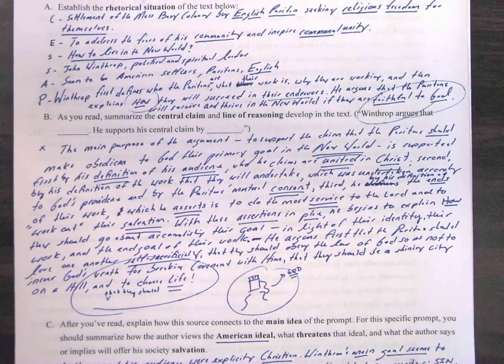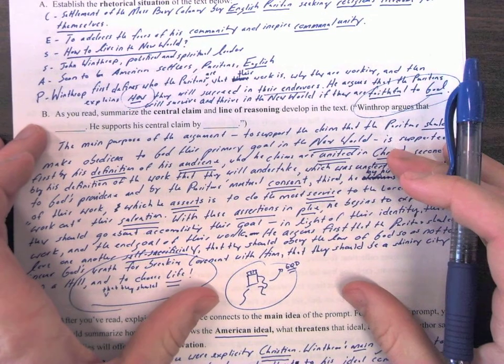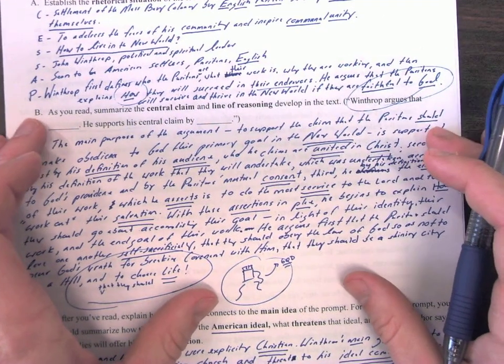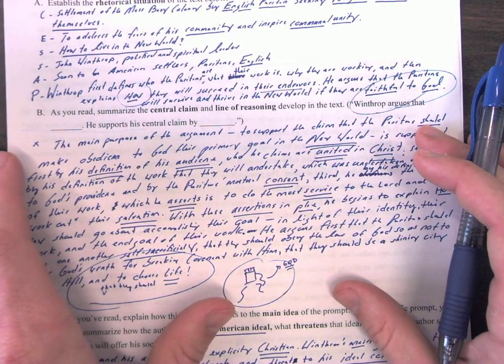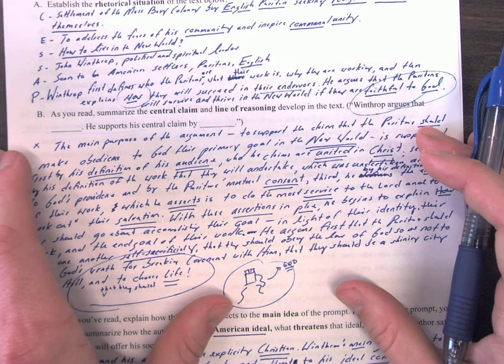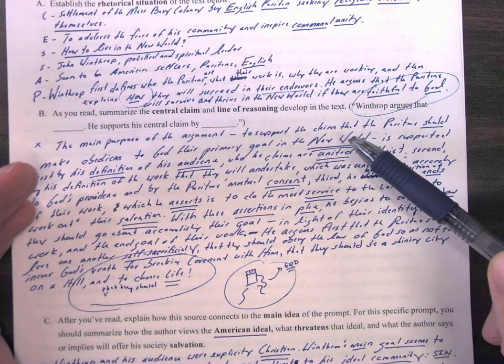So, Winthrop's rhetoric. The main thing that you should get here, and this is not an exact science, you don't need to copy down all of the words that I have here. This is just a summary of the basic logic or the basic structure of Winthrop's argument. We could lay this out using the Toulmin model if we wanted to.